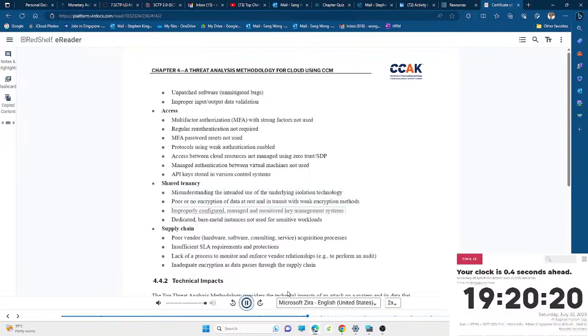improperly configured, managed, and monitored key management systems. Dedicated, bare metal instances not used for sensitive workloads. Supply chain: poor vendor, hardware, software, consulting, service, acquisition processes, insufficient SLA requirements and protections, lack of a process to monitor and enforce vendor relationships, for example to perform an audit, inadequate encryption as data passes through the supply chain. 4.4.2 Technical impacts.